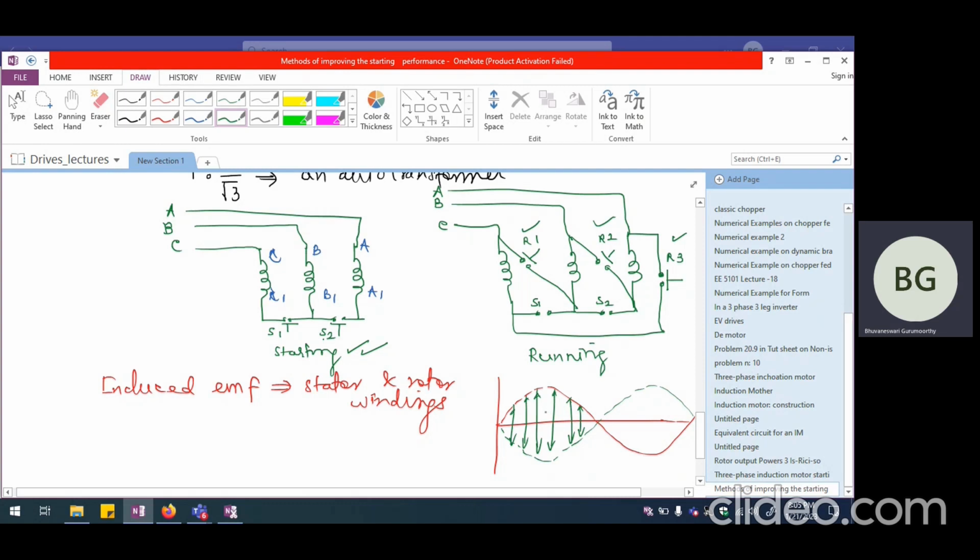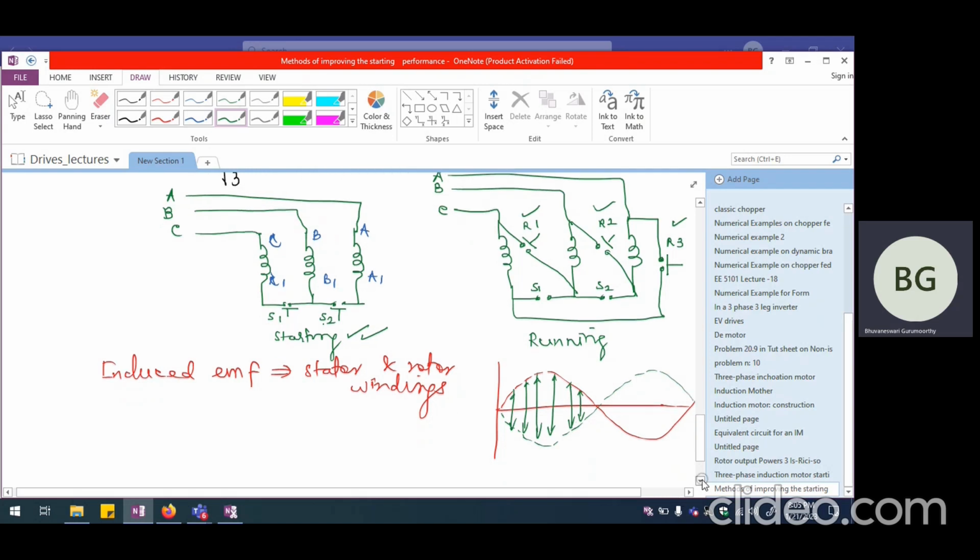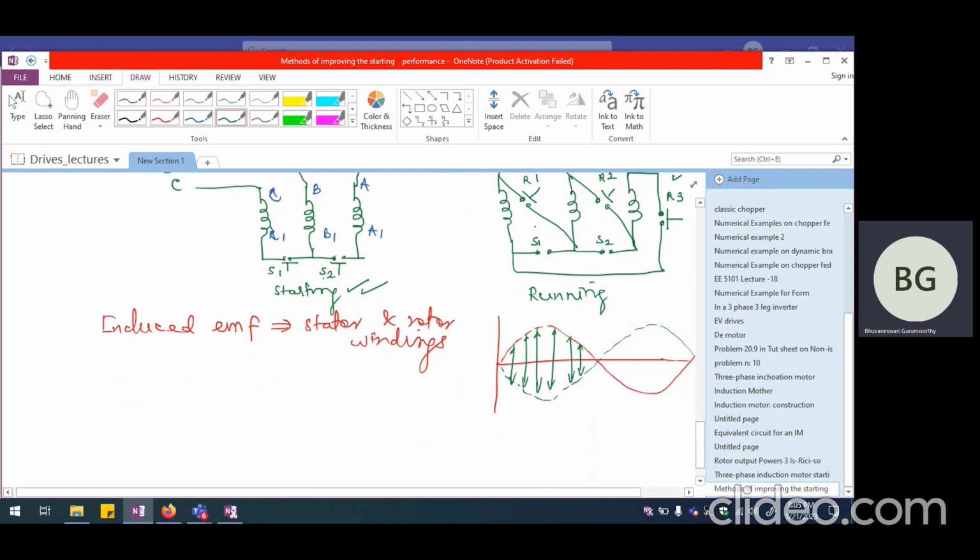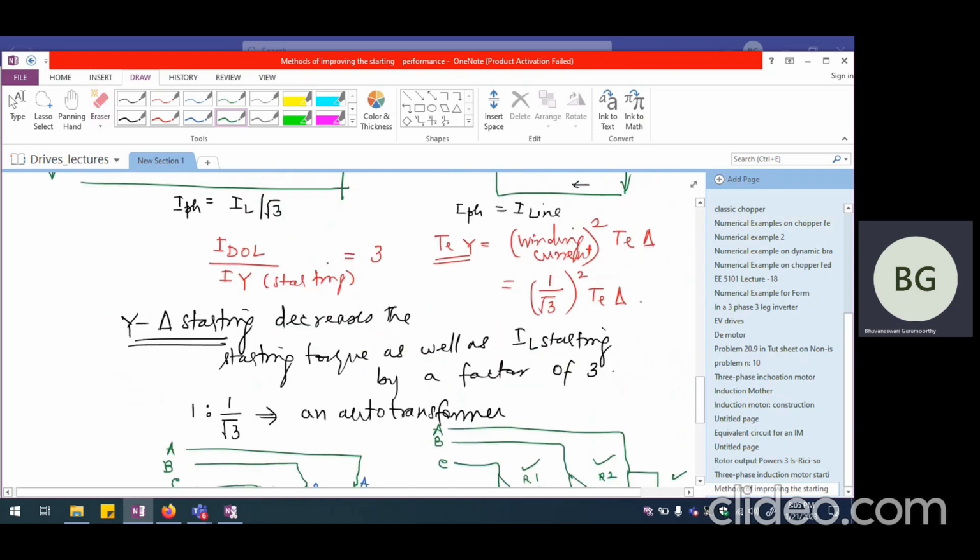This can happen because of a large amount of voltage appearing across the induction motor with respect to the induced EMF and the applied voltage. If the two are very different from each other because of the phase shift between them, then you can have a very, very large current flowing through the induction motor, which could be deadly for the induction motor.